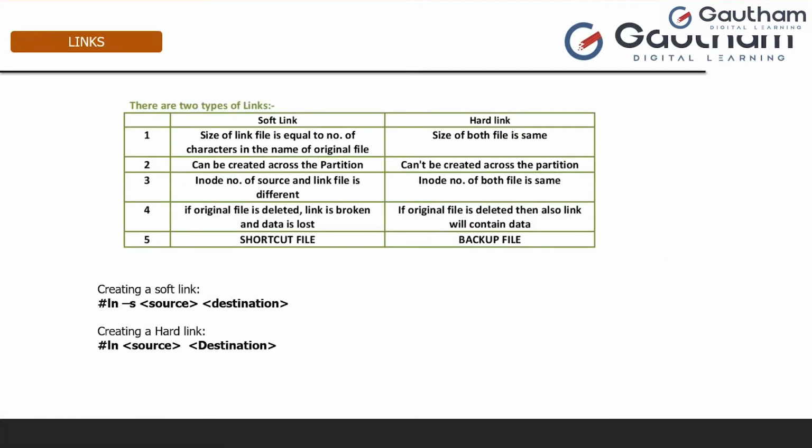Now moving forward, let's talk about links. There are two types of links that are supported in the Unix or Linux environment: soft link and hard link.